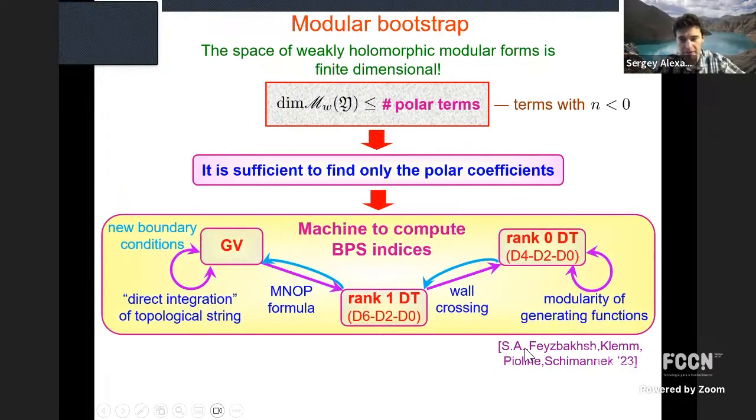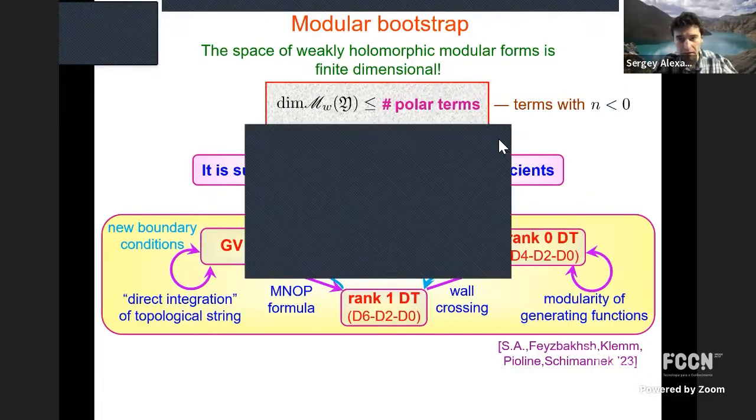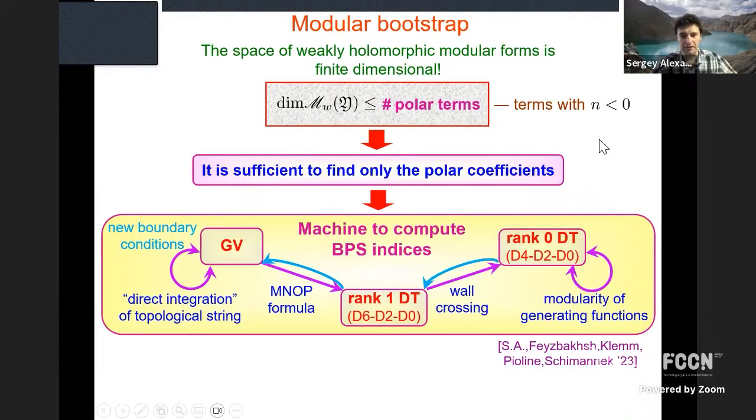two years ago with Sahelov, Isbach, Albrecht, Klem, Boris Pelin, Torsten Szymanek, for a family of one-parameter Calabi-Yaus, in a consistent way, in the sense that we developed a certain procedure for how this can be done. So let me briefly explain how it works.